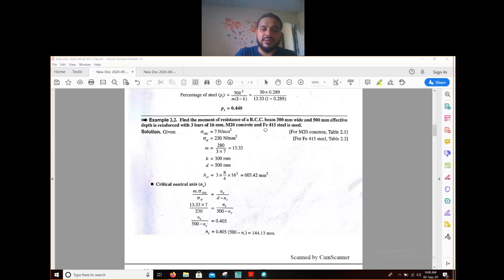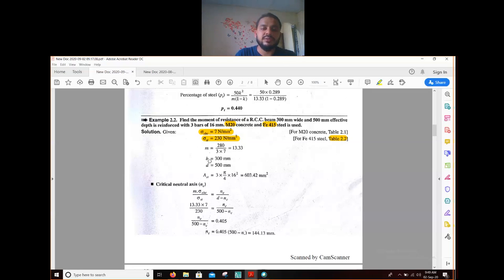Now let us see the solution. For M20 grade of concrete, what will be the value of sigma CBC? It will be 7 from table number 21 of IS 456. Then for Fe415, from table number 22, sigma ST value will be 230. Next, m equals 280 divided by 3 sigma CBC. You will get this value.